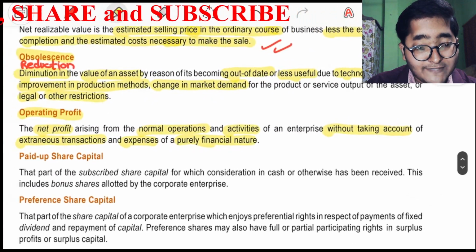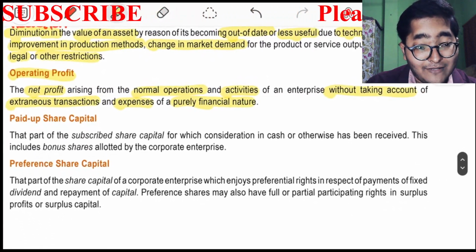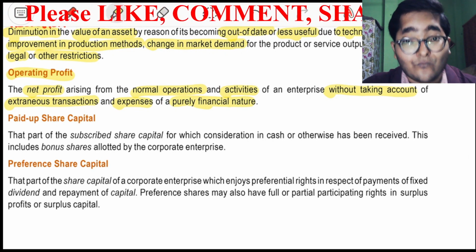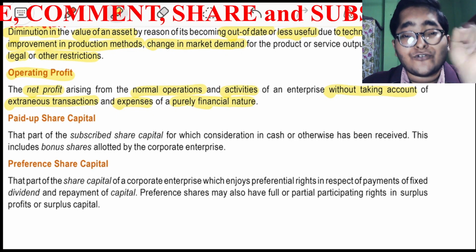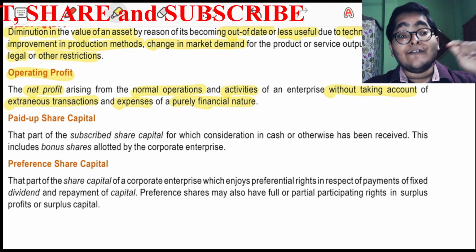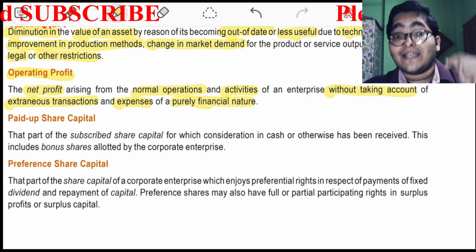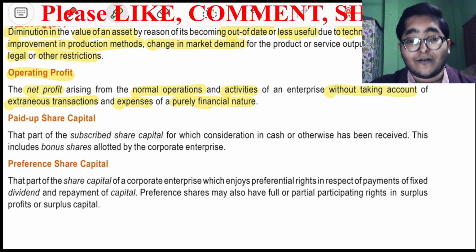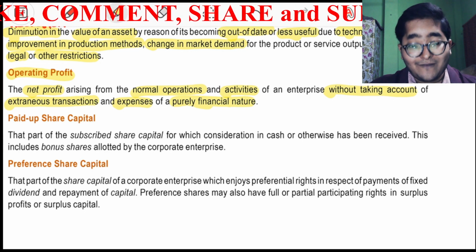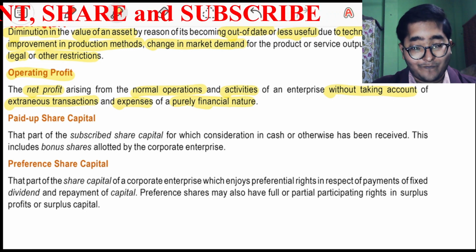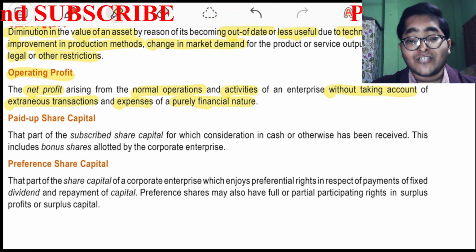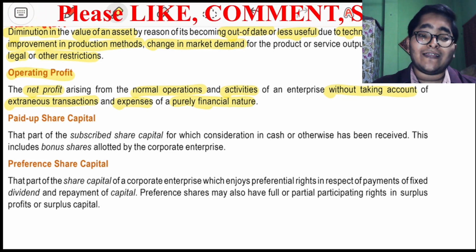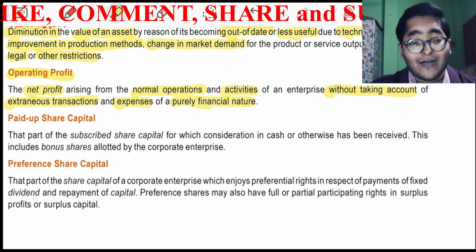So, what is paid up share capital? Paid up share capital is the part of subscribed share capital. Subscribed share capital is that portion of authorized share capital which the shareholders have subscribed. The portion subscribed by the shareholders from the authorized share capital is called the subscribed share capital. So the portion of the subscribed share capital for which cash or otherwise has been received by the company is called a paid up share capital.